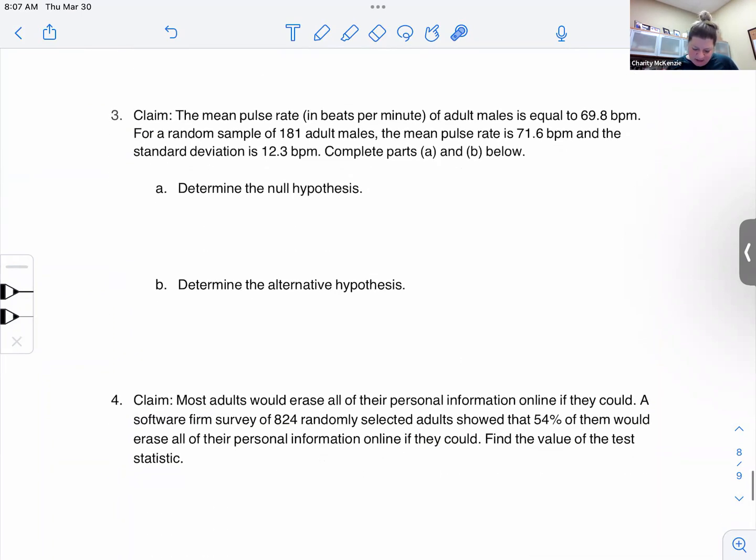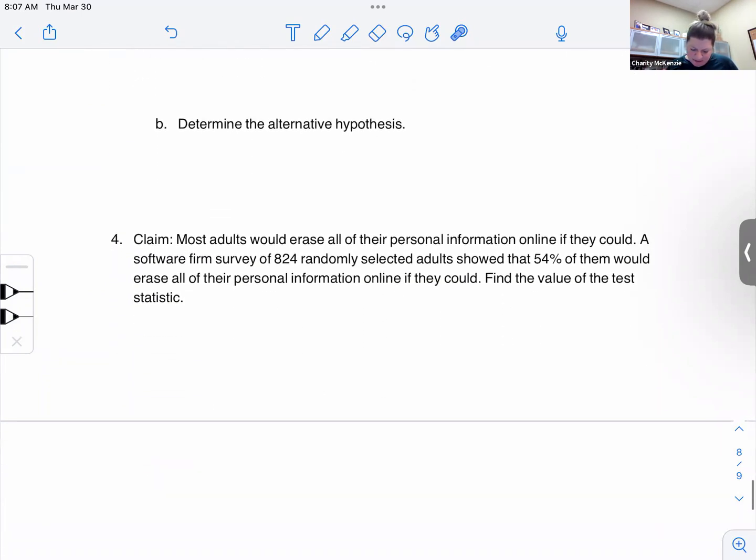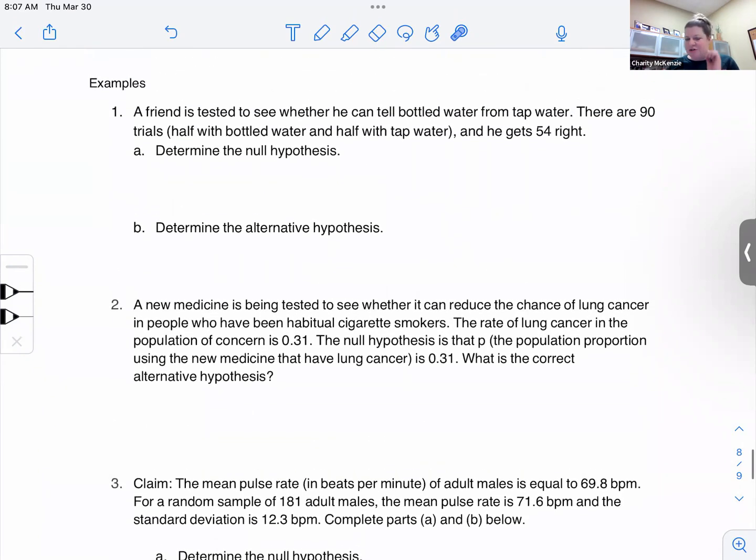I actually think we're good. I don't know if I want to cover, or maybe I'll just do problem 1 real quick. So a friend is tested to see whether he can tell bottled water from tap water. There are 90 trials, half with bottled water and half with tap water. He gets 54 right. What is the null hypothesis? So he's testing to see if he can tell bottled water from tap water.